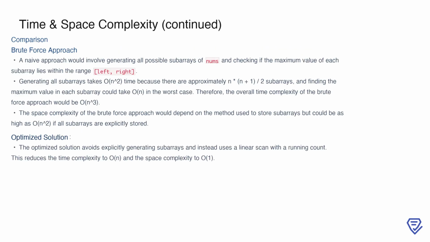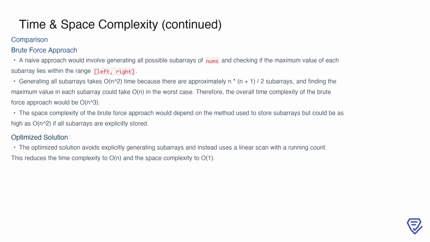Let's compare this optimized solution to a brute force approach. In the naive method, we would generate all possible subarrays of nums and check the maximum value of each subarray to see if it lies within the range [left, right]. Generating all subarrays requires O(n²) time since there are about n(n+1)/2 subarrays. Additionally, finding the maximum value of each subarray could take O(n) in the worst case, leading to an overall time complexity of O(n³).